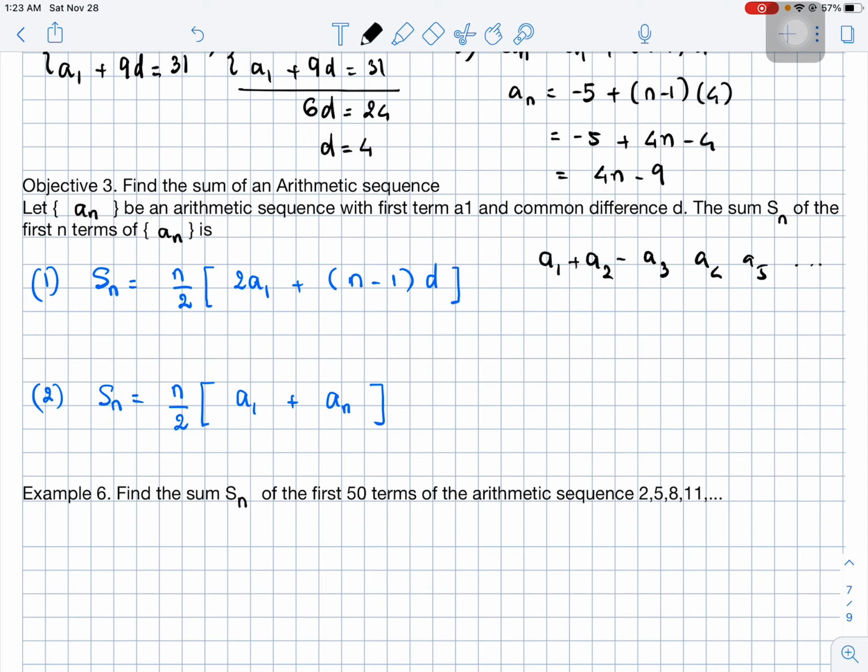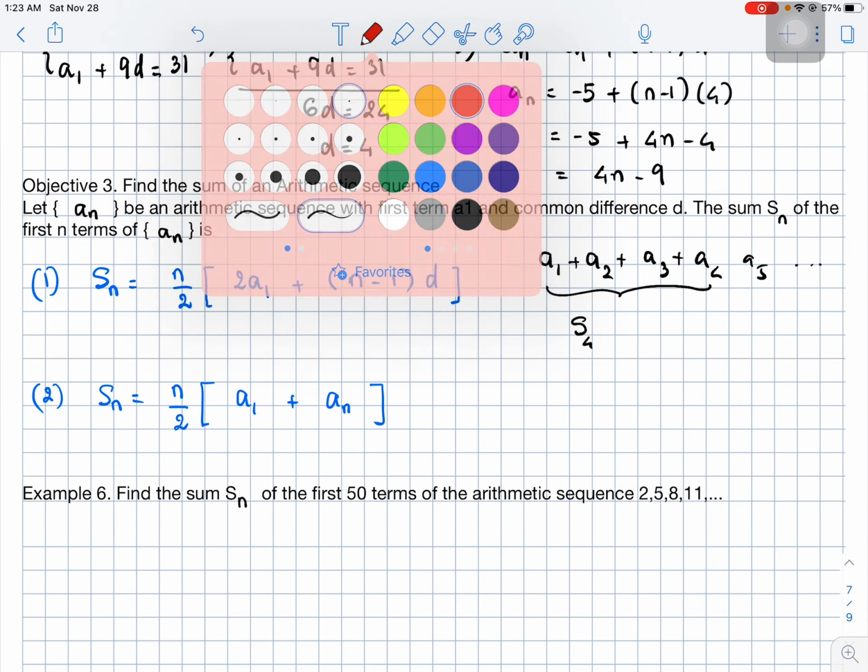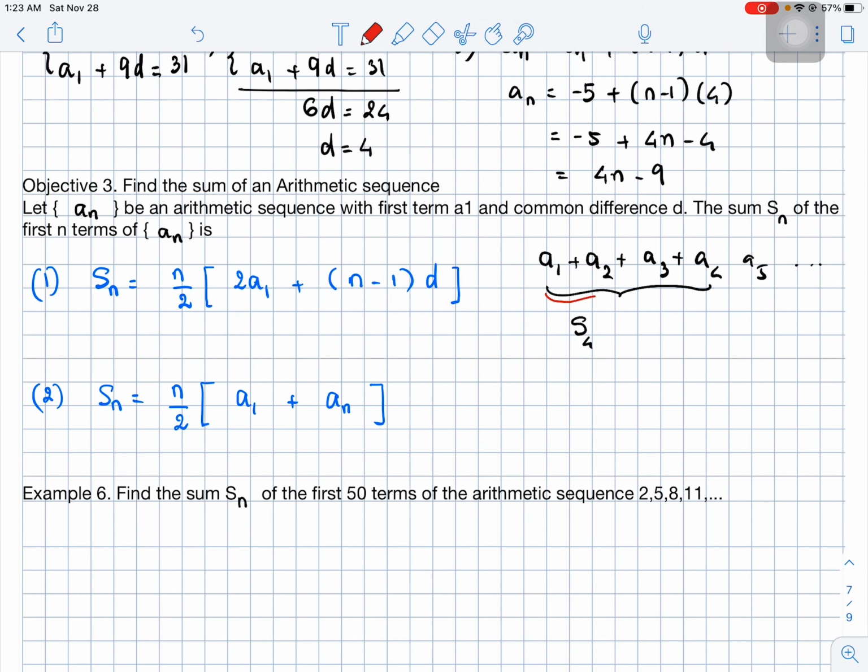If we want to add the first four terms, then we don't have to do it manually. We have the formula to apply. In this case, you call it the sum of 4 because you add the first 4 terms. If you want to add the first 5 terms, that means you will add A1, A2, A3, A4, and A5, then you will get S of 5.